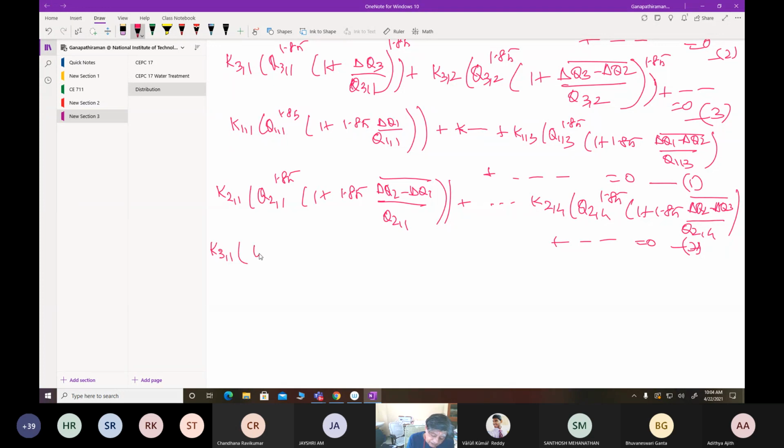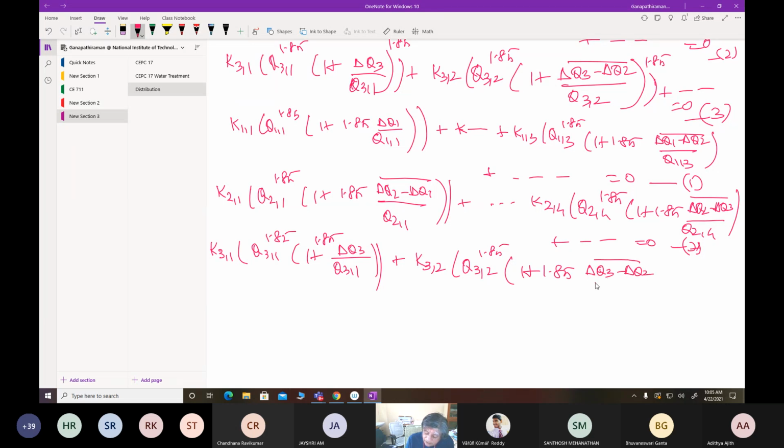So K31 Q31 to the power 1.85 times (1 plus delta Q3 by Q31), plus K32 Q32 to the power 1.85 into (1 plus 1.85 delta Q3 minus delta Q2 by Q32), plus this, is equal to 0. This is equation number 3.